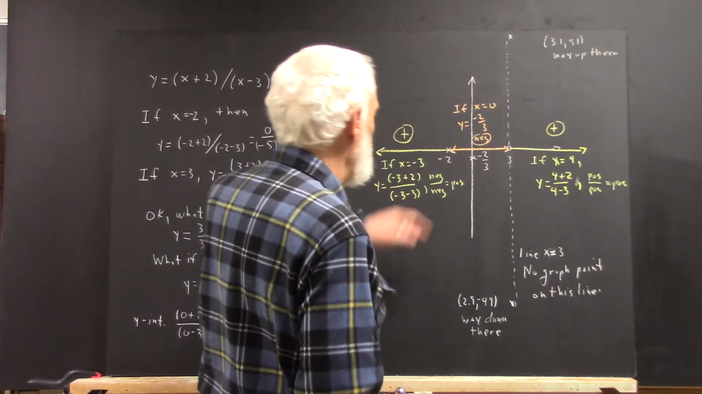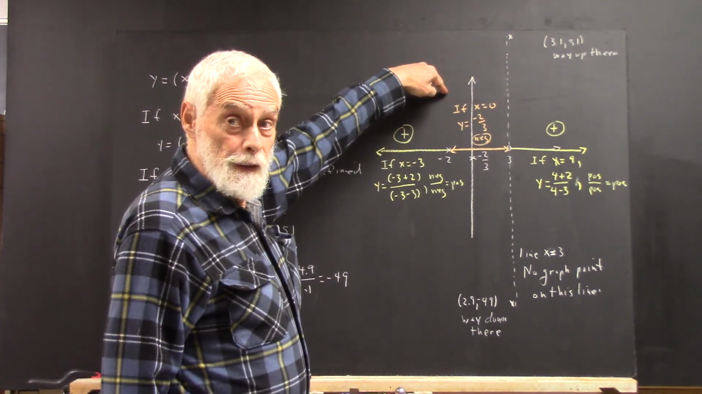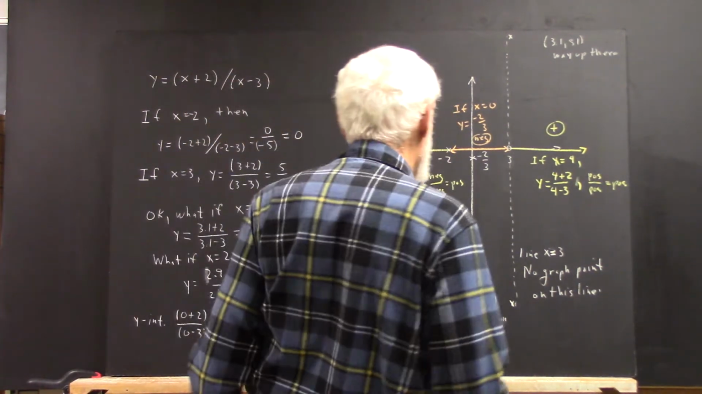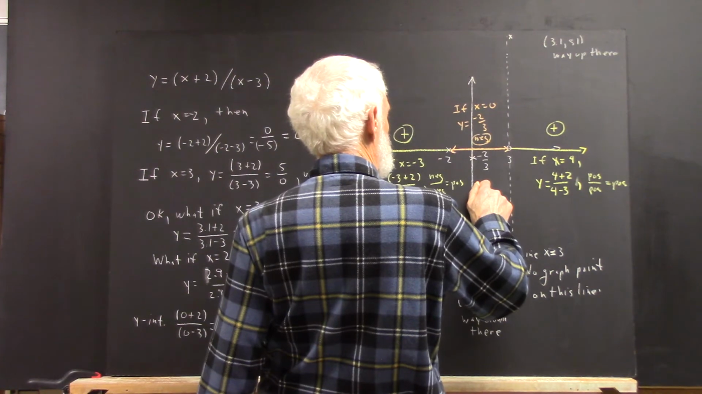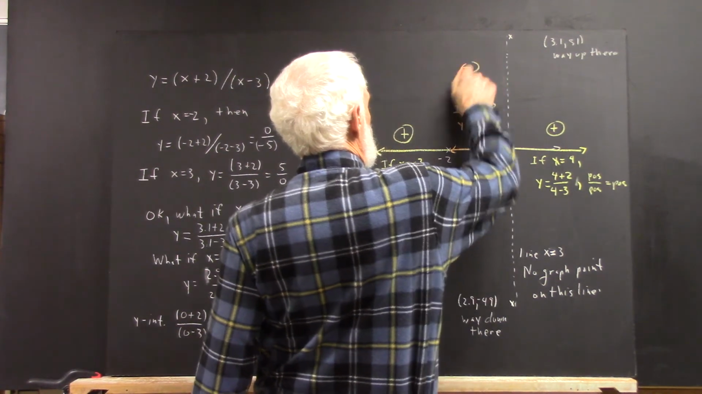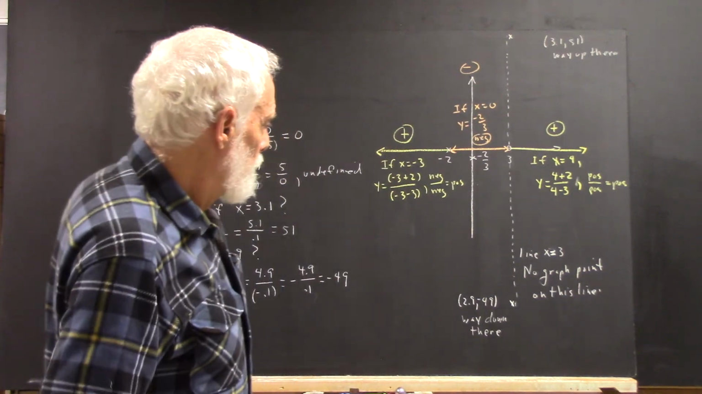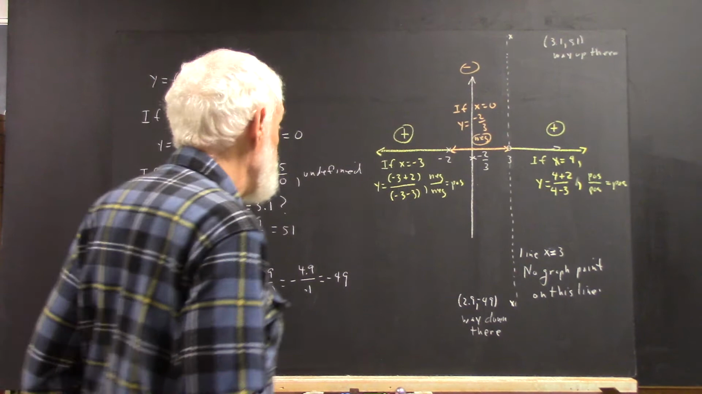we know from the y-intercept, I just went ahead and picked x equals 0 because that's always convenient. You get -2/3, you get your y-intercept, which makes the thing negative on this intermediate interval.